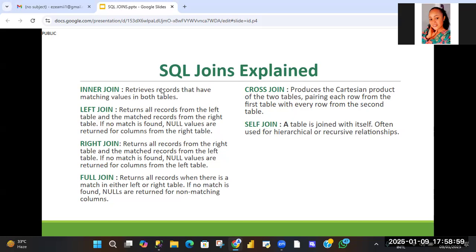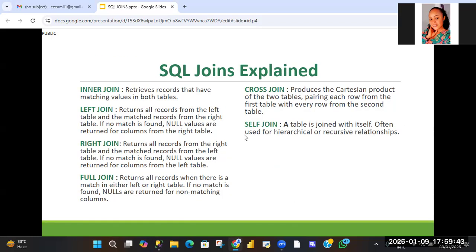The inner join retrieves records that have matching values in both tables. Then left join returns all records from the left table and the matching records from the right table. If no match is found, no values are returned for columns from the right table. Then the right join returns all records from the right table and the matching records from the left table. If no match is found, no values are returned for columns from the left table. Then full join returns all records when there is a match in either the left or right table. If no match is found, nulls are returned for non-matching columns, right? So these are the types of join we're going to look at, okay?